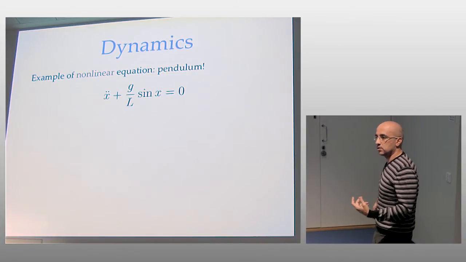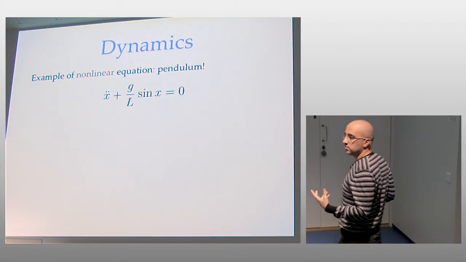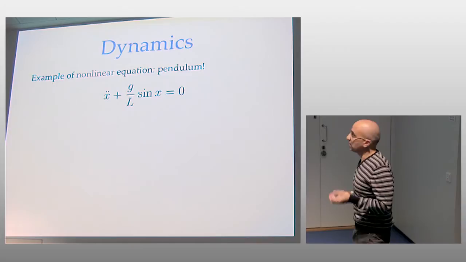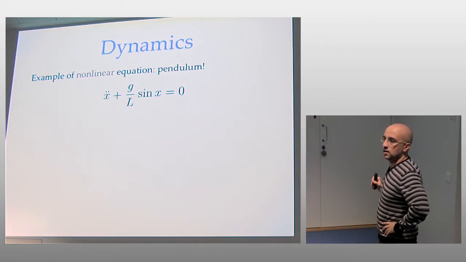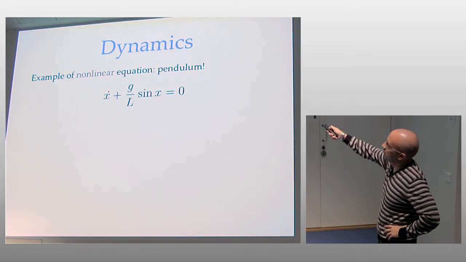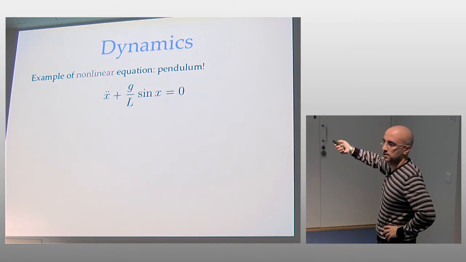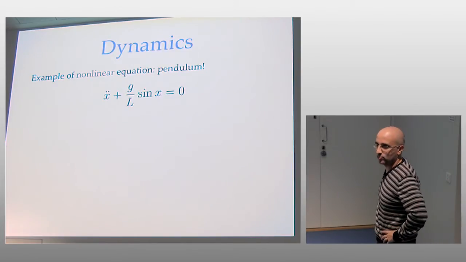If it's linear, it means that all these variables are present with power 1. If it's nonlinear, it means that this is not true. So by looking at this equation, I know that this is not a linear system. Why? Of course, this is normal: g and l are constants. This is 0. This is an equality, and plus, of course, plus and equal, we know.